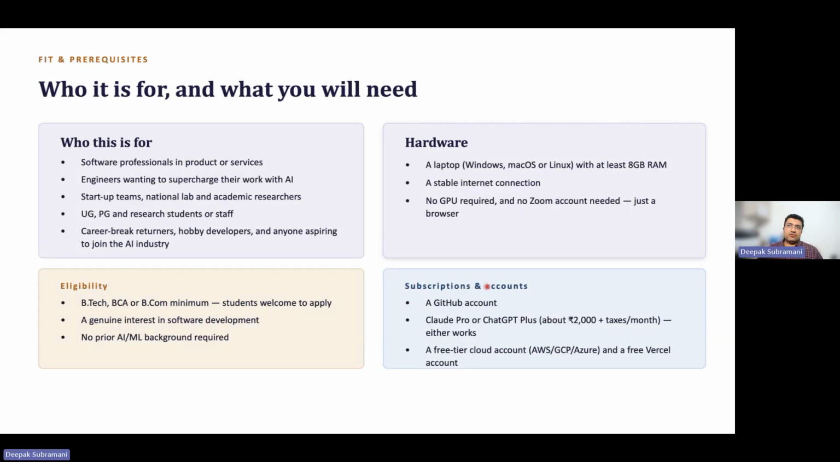So who is this course for? It's for software professionals in product or services, or if you are an engineer, not a software engineer, right? Like you are, let's say, a mechanical engineer, or a chemical engineer working in a process industry, and you want to supercharge your work with AI. You have not developed software ever in your life, but you are a very good engineer in another discipline. This course will do very well for you. You are in a startup team or a national lab, or you're an academic researcher looking at supercharging whatever you are doing using AI.